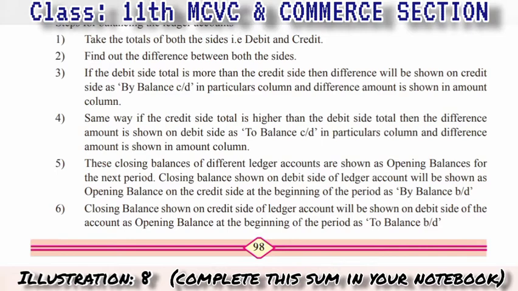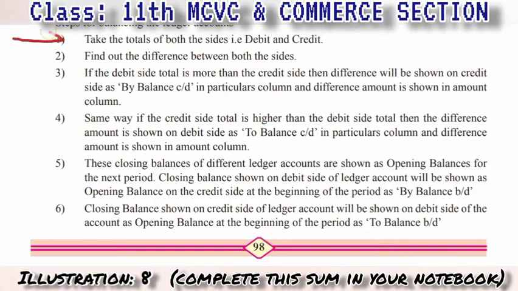Balancing of ledger account. So what does it mean? Balancing of ledger account means totaling both the sides of the ledger account, finding the differences between the greater total and smaller total, and recording the differences on the smaller side. So this is what is called balancing of the ledger. The steps we need to follow while closing the ledger, while balancing the ledger accounts, are given as below.